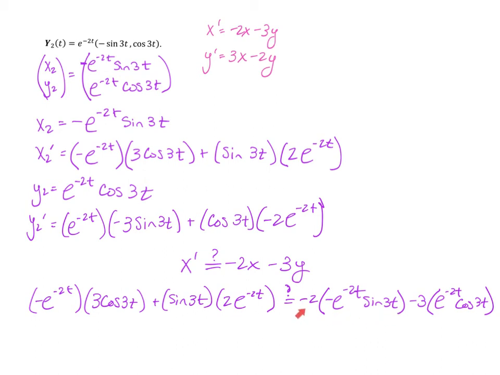So this term right here, we have the negative and the negative, so that would become just a positive 2. So this term and this term are the same. And then here I have negative 3 e to the negative 2t cosine 3t. And that works here. It corresponds to this term because we've got the negative and the 3. So these are, in fact, equal. Okay, so the x prime equation holds true. Still have to check the y prime equation.